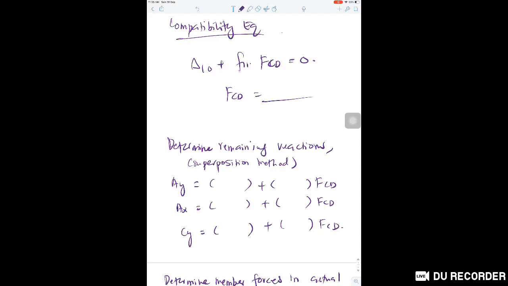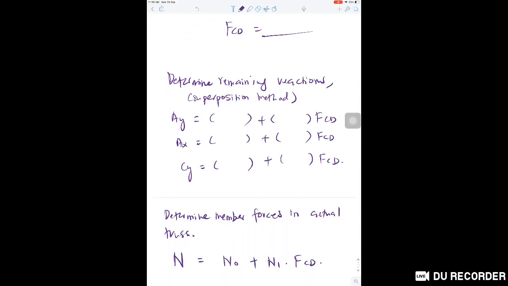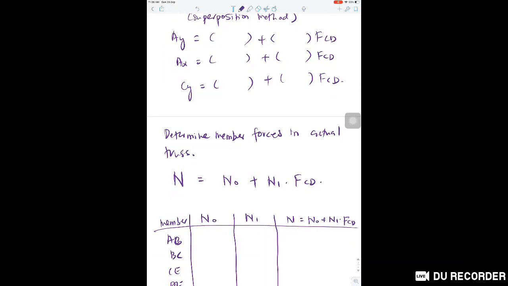But for the purpose of practicing this, please continue to calculate the reactions as well as member forces. Finish the analysis. So we can determine the remaining reactions and the member forces in actual truss. We are using the superposition method like this. For reactions, we have 3 unknown reactions: AY, AX and CY. So we apply the principle of superposition. The same goes for member forces.